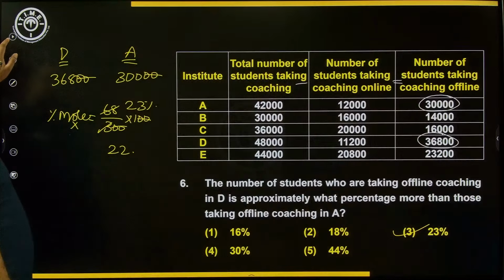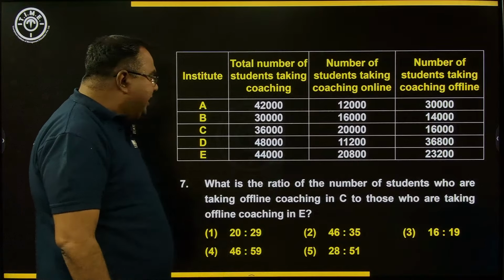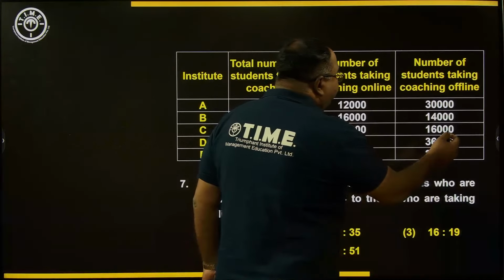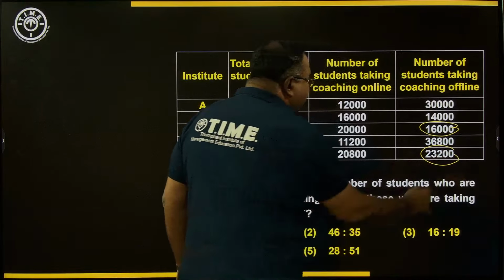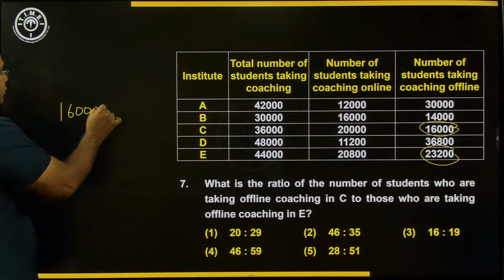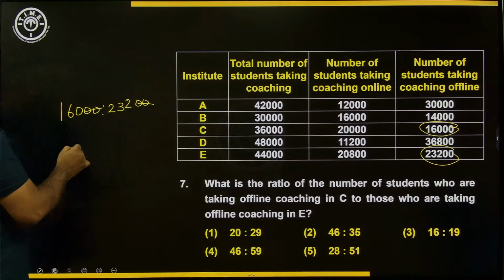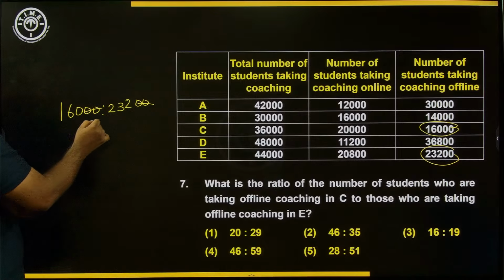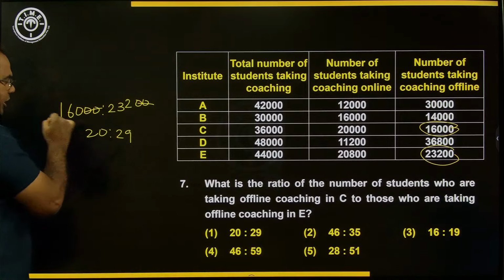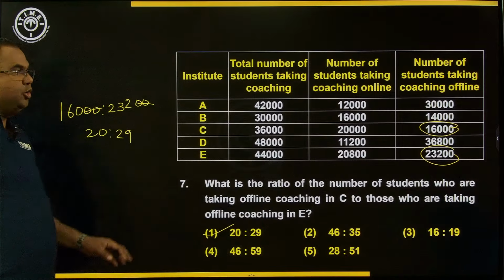Right? Let's move on. What is the ratio of number of students who are taking offline coaching in C to those taking offline coaching in E? C offline coaching 16,000, E 23,200. So 16,000 is to 23,200. So this is 8 2s are 16, 8 29s are 232. 20 is to 29. 8 is a common factor. I am removing that. So choice 1 should be your answer.